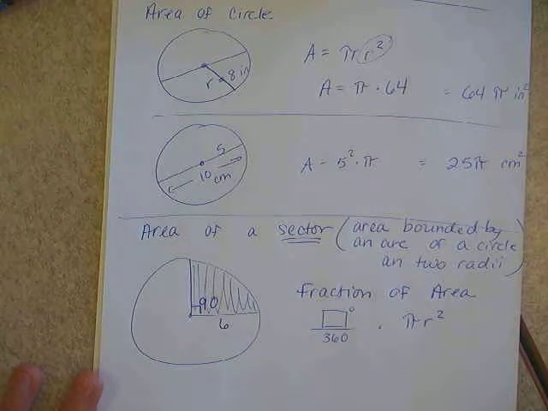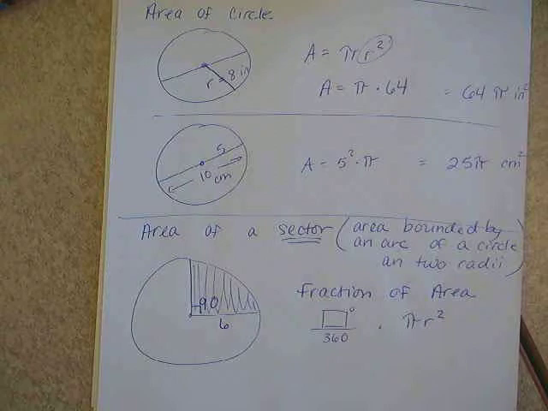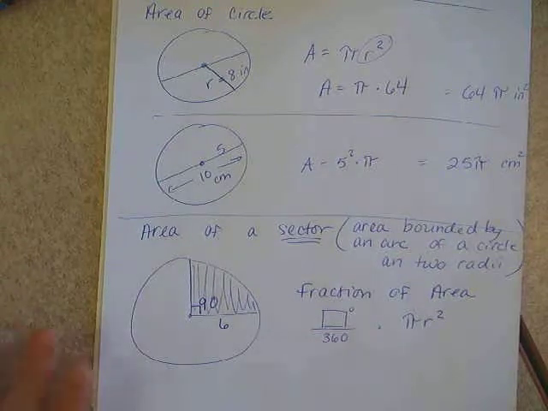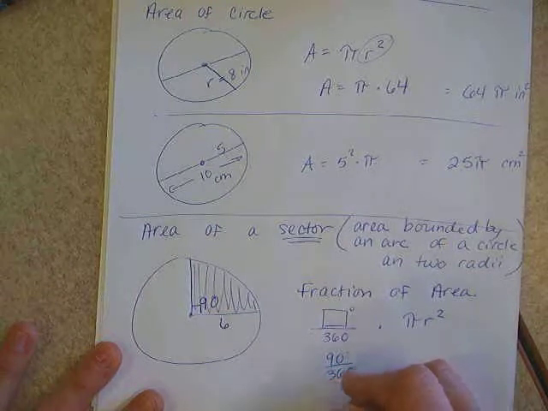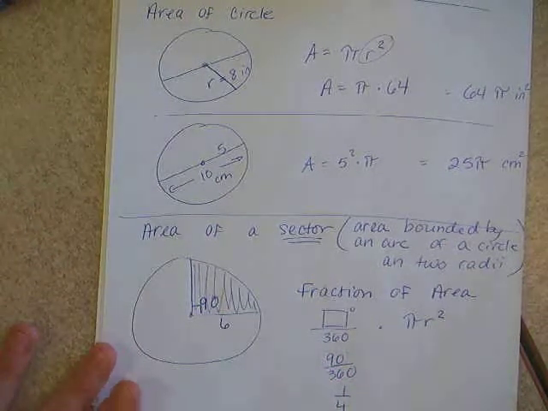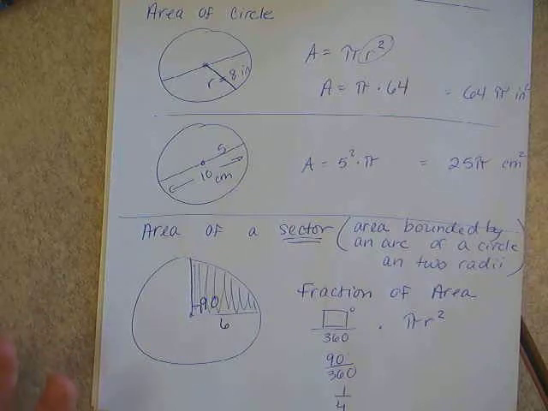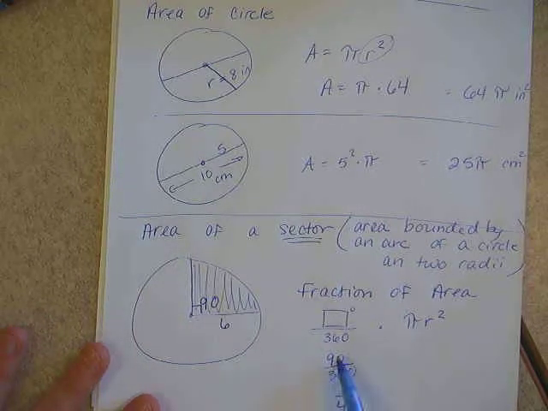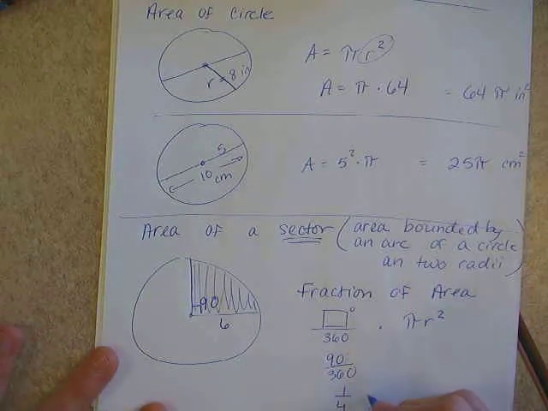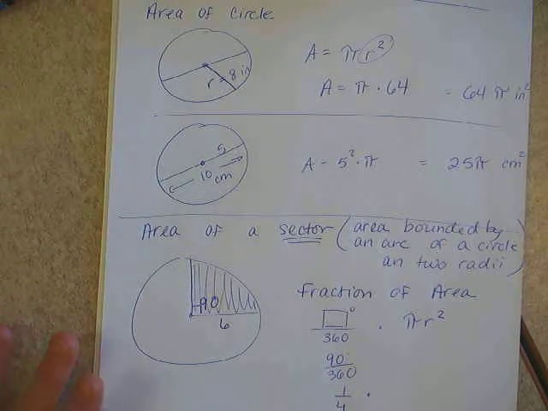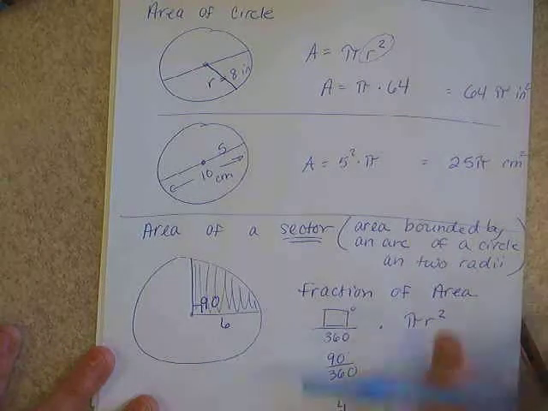So what fraction would we have here? 90 over 360. And in your work, if you're already going, well, 90 over 360 is 1/4, if you want to go straight to 1/4, that's fine. If you want to put 90 over 360 and use that, that's fine. I'm going to show both. So 90 over 360 is 1/4. It's going to make your life a lot simpler if you simplify that fraction before you multiply it.